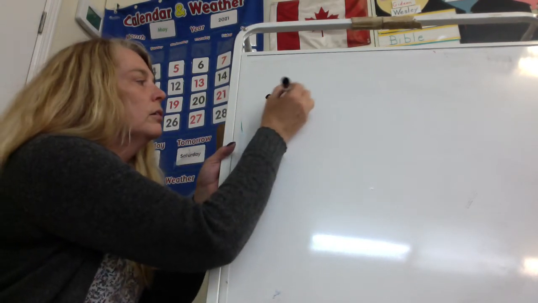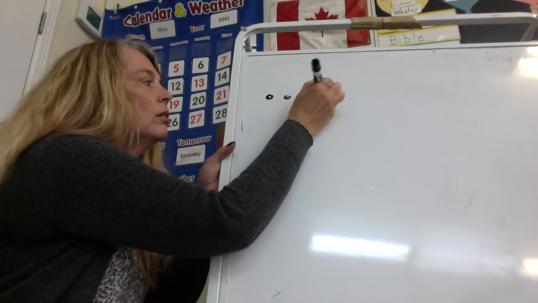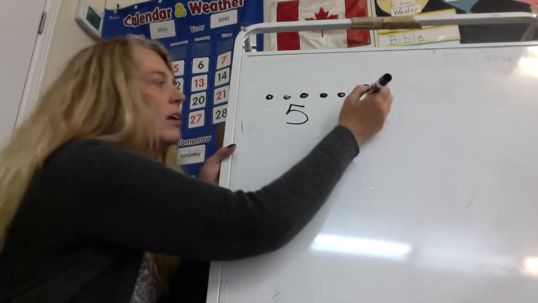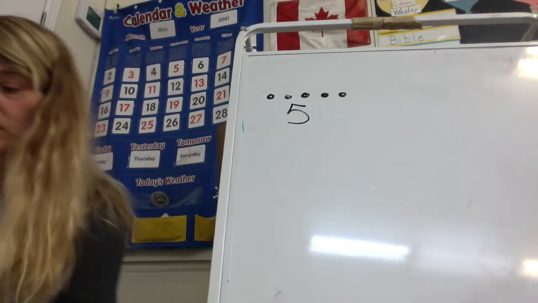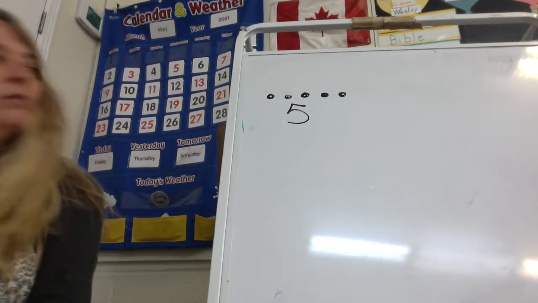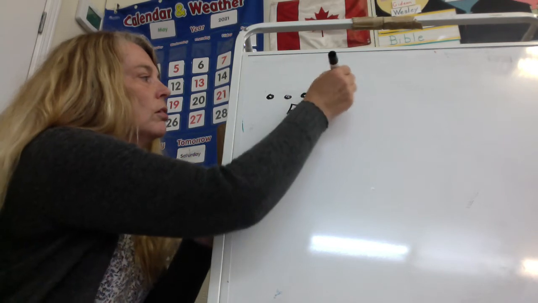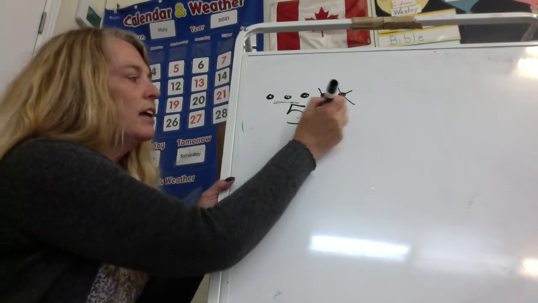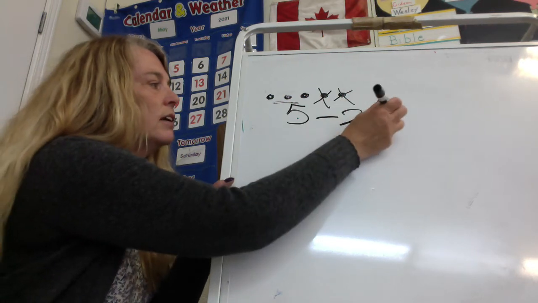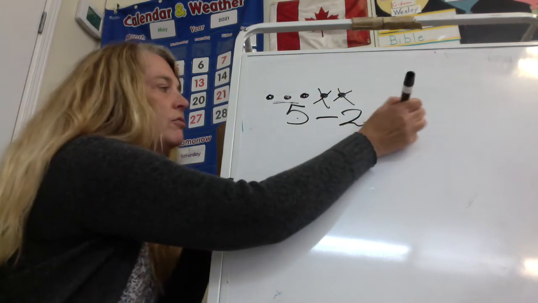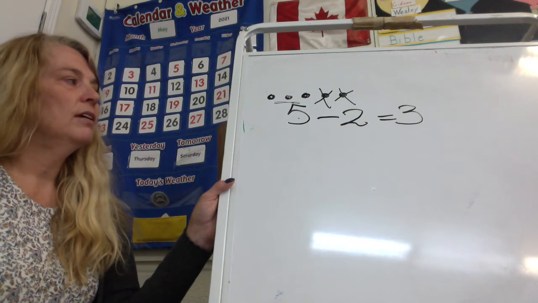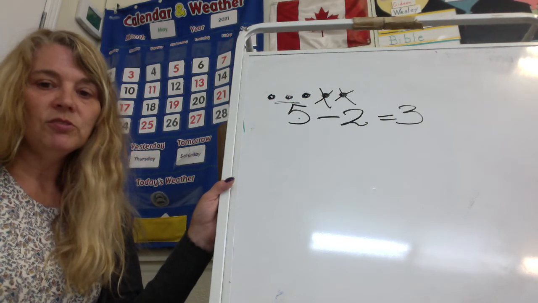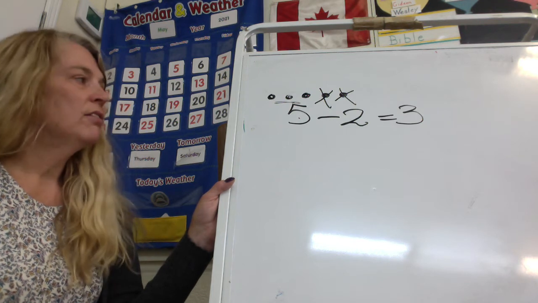One, 2, 3, 4, 5. We started out with 5 dots and we gave away 2. So we're going to cross out 2. How many do we have left? 5 take away the 2 that we crossed out and we have 3 left. So 5 take away 2 equals 3. We had 5 marbles. We gave 2 to our dad, and we had 3 left.